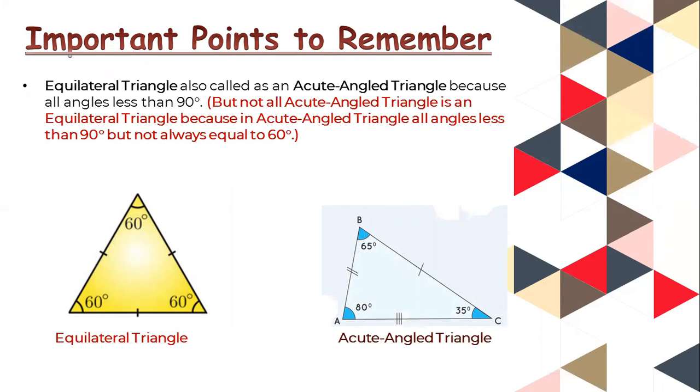You have to remember one thing, that an equilateral triangle is also called an acute angle triangle, but not every acute angle triangle is an equilateral triangle, because in an acute angle triangle all angles are less than 90 degrees but not always equal to 60 degrees. If you see, इक्विलेटरल ट्रायंगल को हम एक्यूट एंगल ट्रायंगल भी कह रहे हैं, ठीक है। मैं ये कह सकती हूँ ये इक्विलेटरल ट्रायंगल है, लेकिन मैं इसको acute angle triangle भी कह रही हूँ। Why? Because all angles are less than 90 degrees.